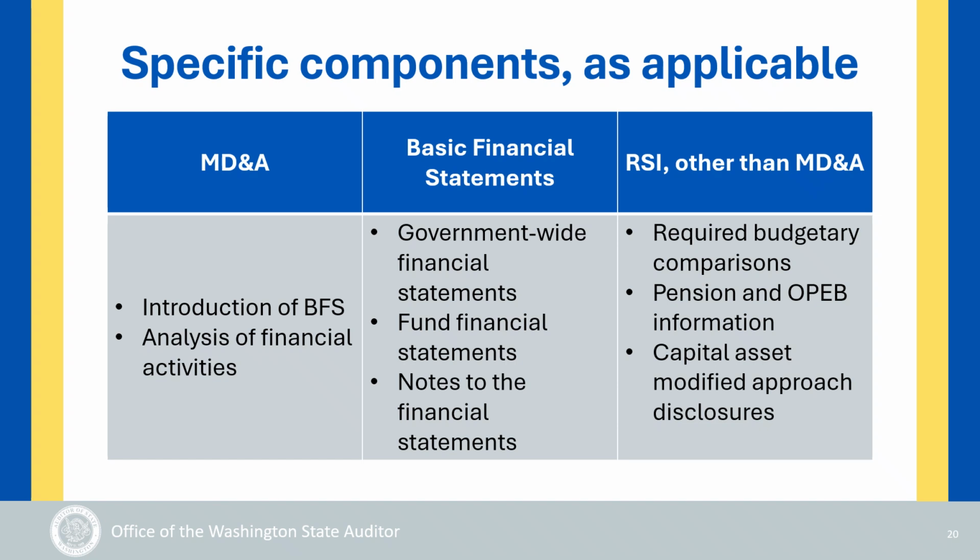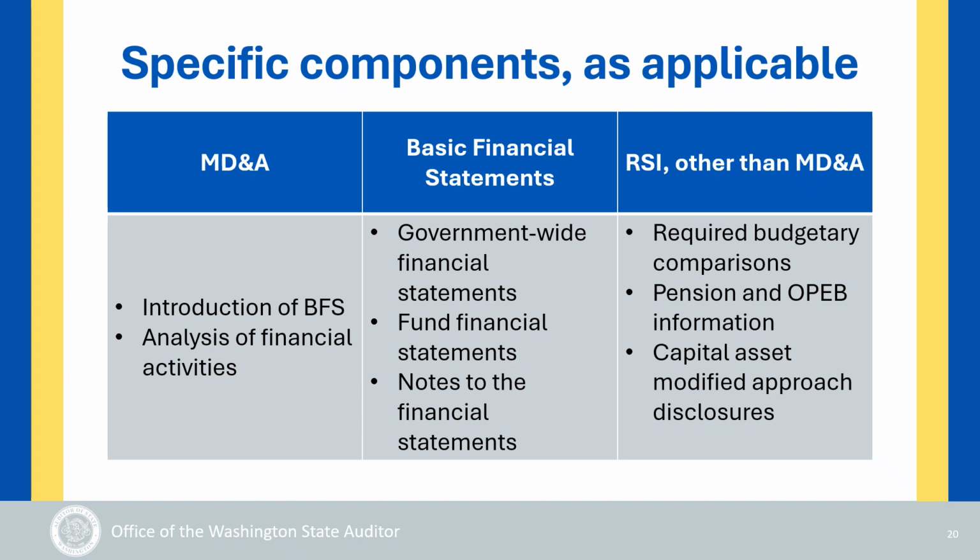Highlights of the MD&A include the introduction of the basic financial statements and a component that I really want to talk about, which is the analysis of the financial activities of the government. We will talk about that in just a moment. The basic financial statements include 3 sections, which are the government-wide financials, the fund financials, and the notes to the financials. More on those in a moment as well. The final component is RSI, Required Supplementary Information Other than MD&A.